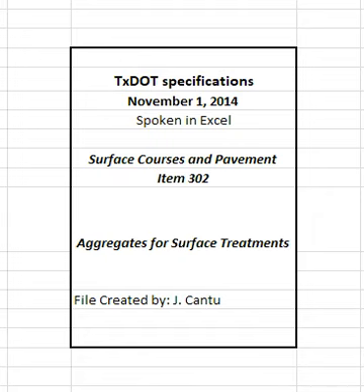Item 302. Aggregates for surface treatments. 1. Description. Furnish aggregate for surface treatments in conformance to the type, grade, and surface aggregate classification, SAC, shown on the plans. 2. Materials. Furnish uncontaminated materials of uniform quality throughout that meet the requirements of the plans and specifications.